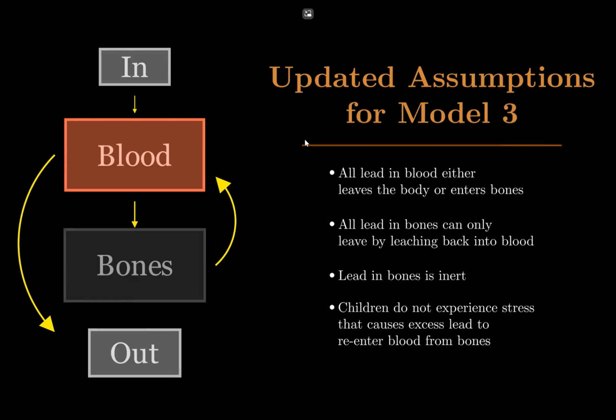Our updated assumptions for this model are that all lead in blood either leaves the body or enters the bones. All lead in bones can only leave by leaching back into the blood, so only through the half-life can it go back to the blood. Lead in bones is inert, so it does not affect the system negatively in any other way, it just sits in the bones. And children do not experience stress that causes excess lead to re-enter blood from the bones, such as breaking a bone.